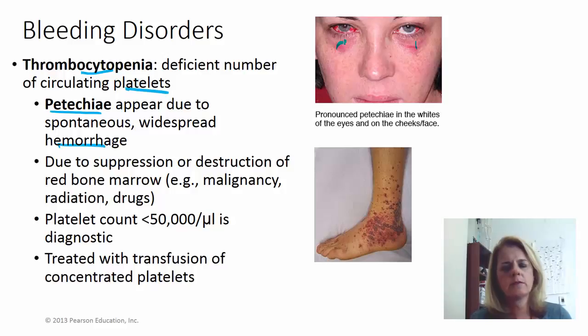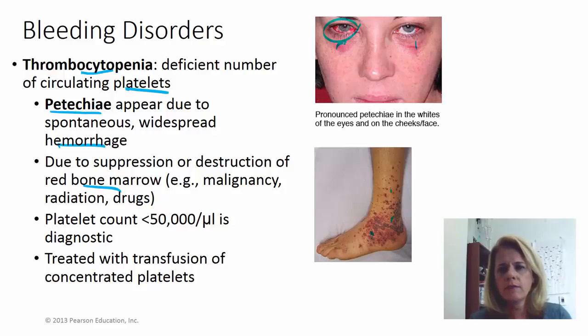Normally platelets would start that coagulation and stop the bleeding, and this is not working, so you're getting this bright red looking hemorrhage. You may see it in the eyes, and you can see it all over the skin depending on where it is. It may be due to not having enough platelets for some reason. One of those reasons could be cancer, or maybe you're being treated for cancer, so something that's destroying the red bone marrow, because remember that's where your thrombocytes are made.